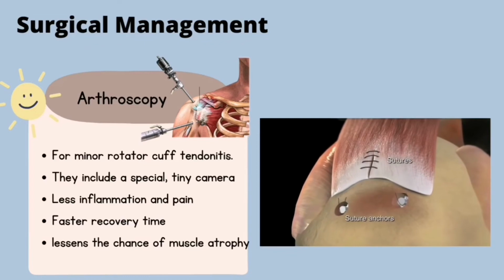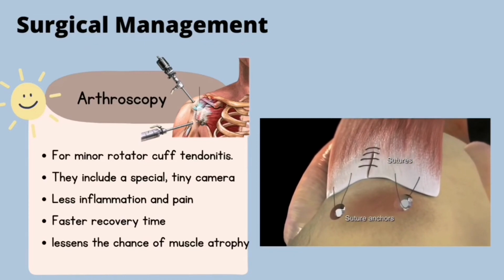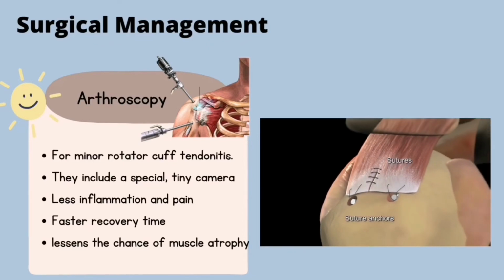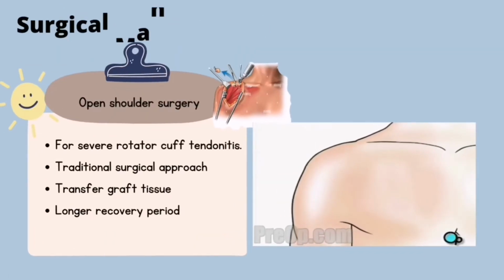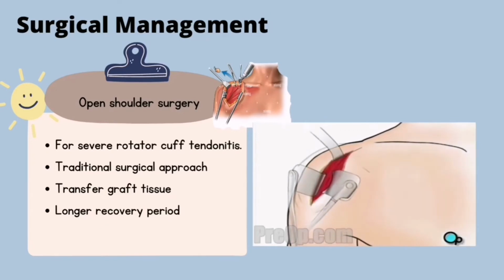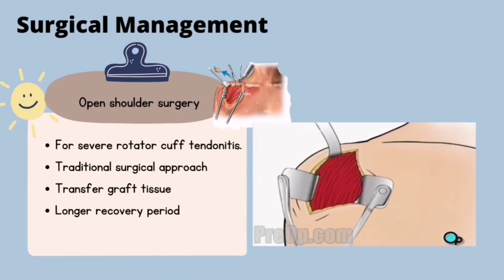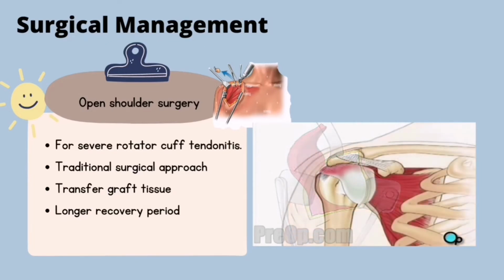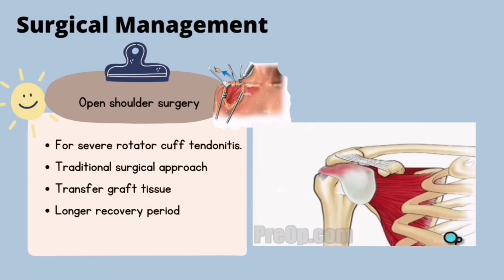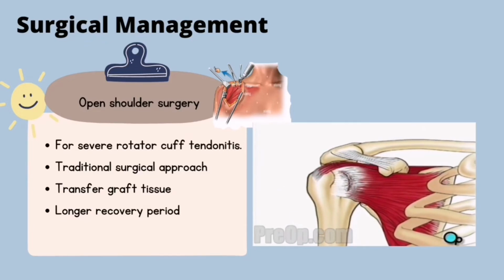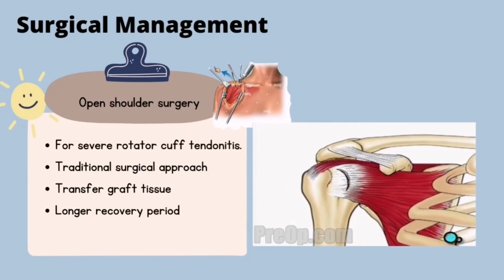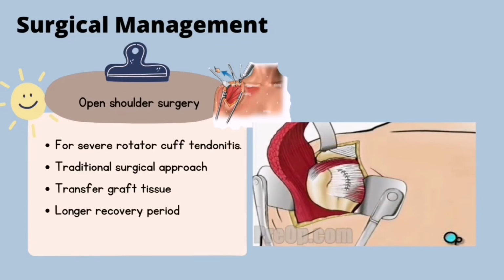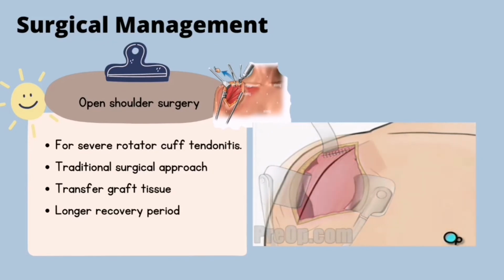Arthroscopic surgery causes less inflammation and pain than traditional open shoulder surgery. It has a faster recovery time and lessens the chance of muscle atrophy. Open shoulder surgery is usually reserved for repairing severe rotator cuff tendinitis. During open surgery, your surgeon will transfer or graft tissue or muscle from one area of the body to the damaged rotator cuff. Open surgery requires a longer recovery period, but it is equally as effective as arthroscopic surgery in cases of severe damage to your rotator cuff.